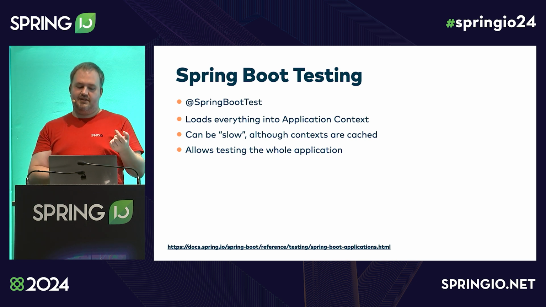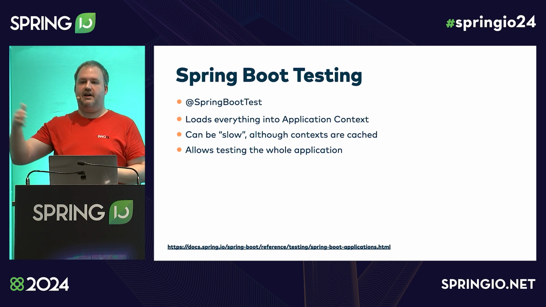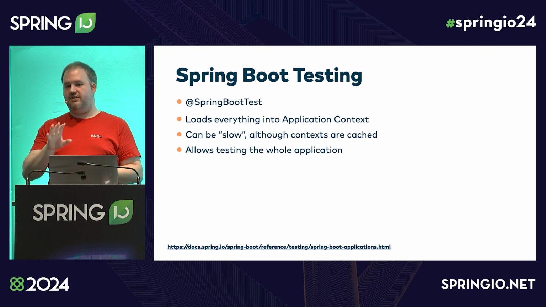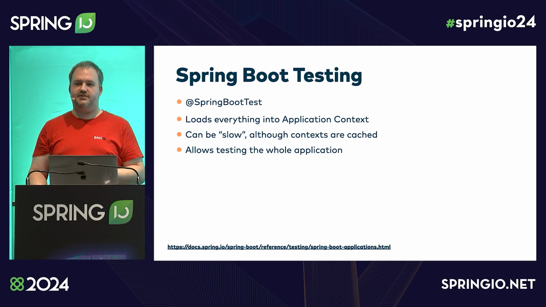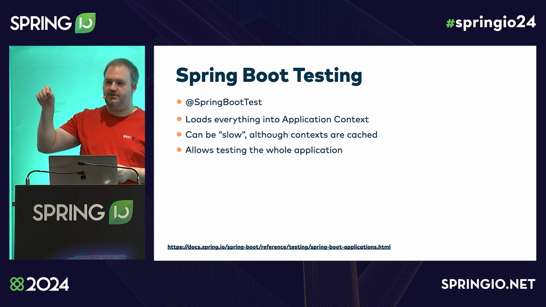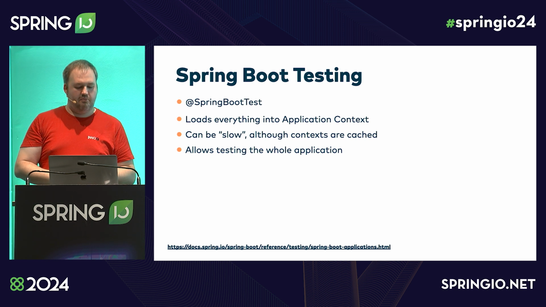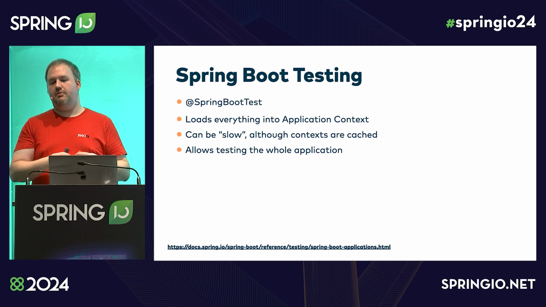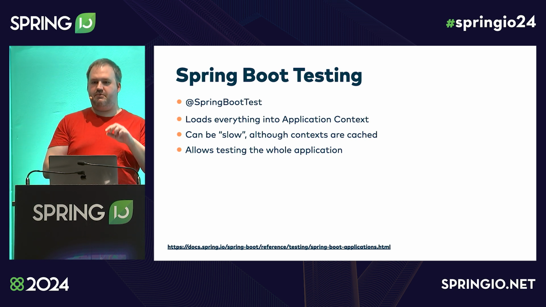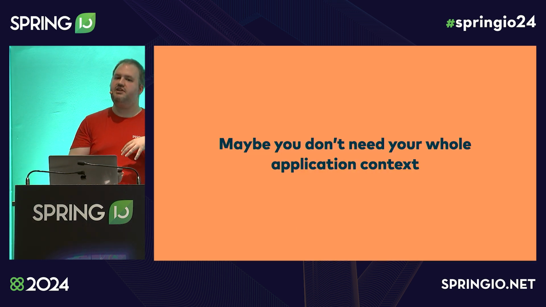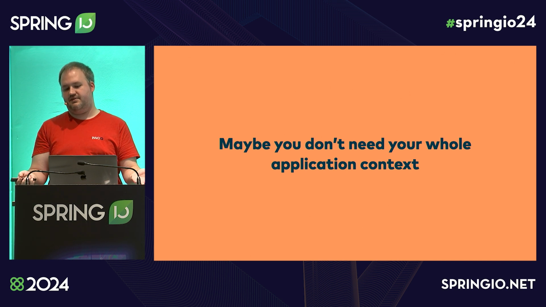And because that's the case, these contexts are cached. Please look into the documentation if you're having trouble, because there's a detailed explanation of what is used for caching and reusing these. And don't mark everything with @DirtiesContext, because that makes your tests even slower. And that allows testing your whole application. But before you do that, just think for a moment. Maybe you don't need your whole application context for the test.